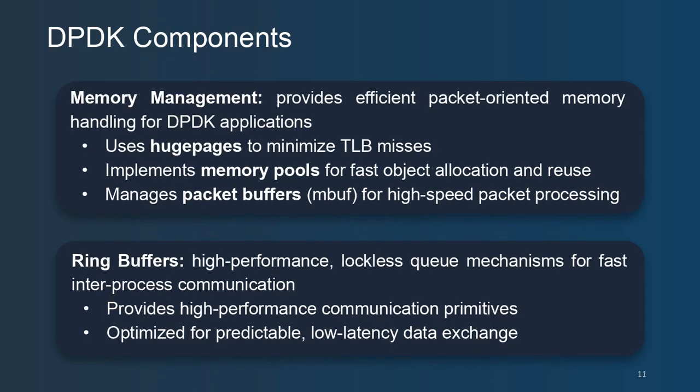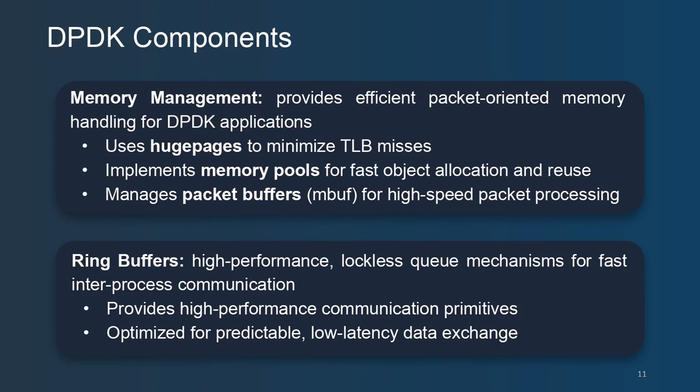The next components are memory management and ring buffers. DPDK memory management is optimized for packet workloads. It uses huge pages to minimize TLB misses, implements memory pools for fast object allocation and reuse, and manages packet buffers, or mbufs, for high-speed packet processing.